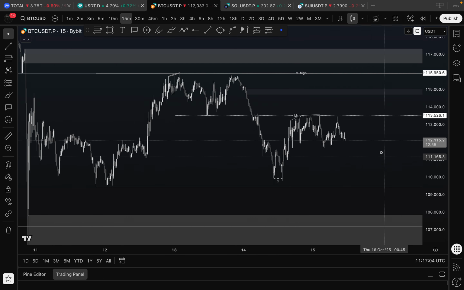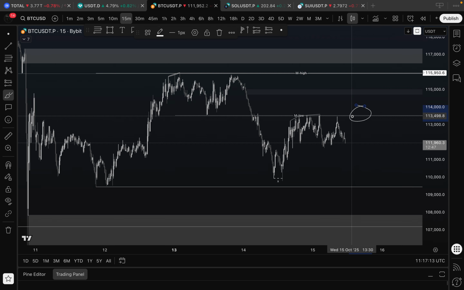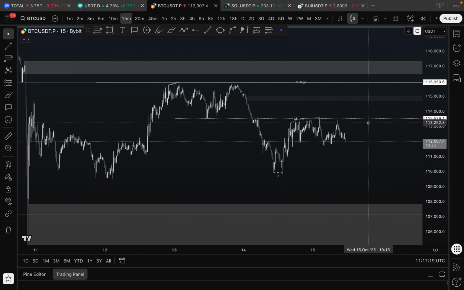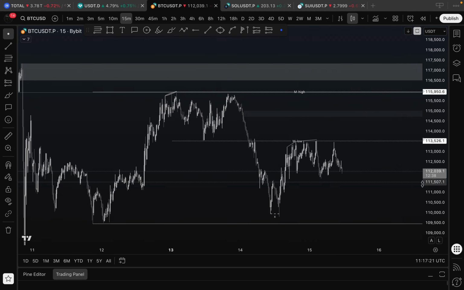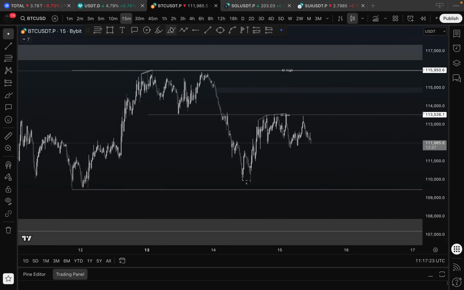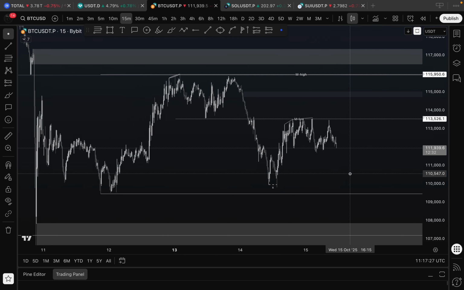But right now, I don't really see a short opportunity. Only if we come back up, but then I think we will sweep that liquidity, and then I'm looking for potential shorts if we mitigate this fair value gap. Other than that, just waiting patiently for Bitcoin till we reach these levels where I'm interested in longs again.